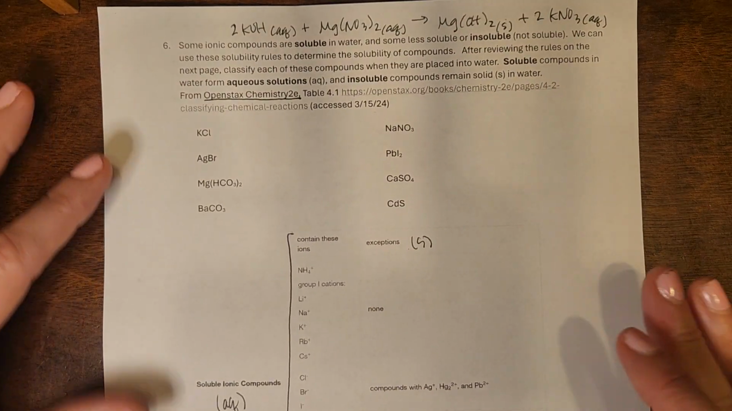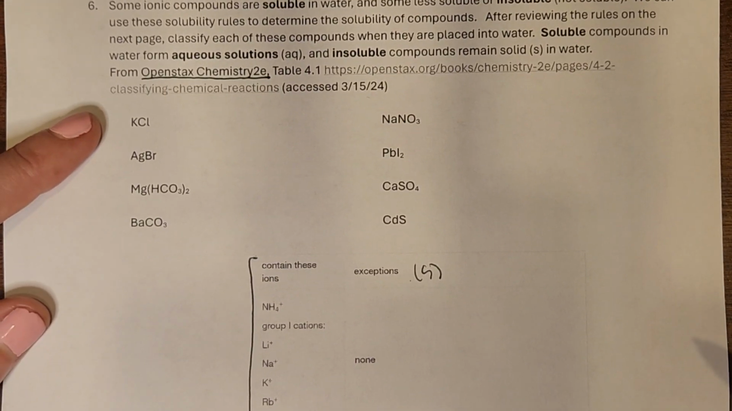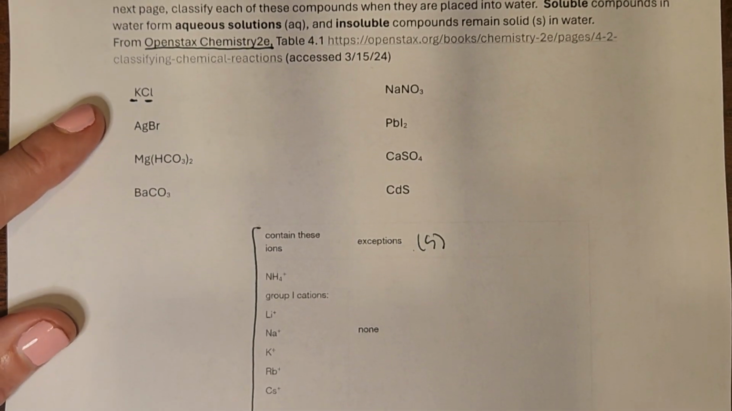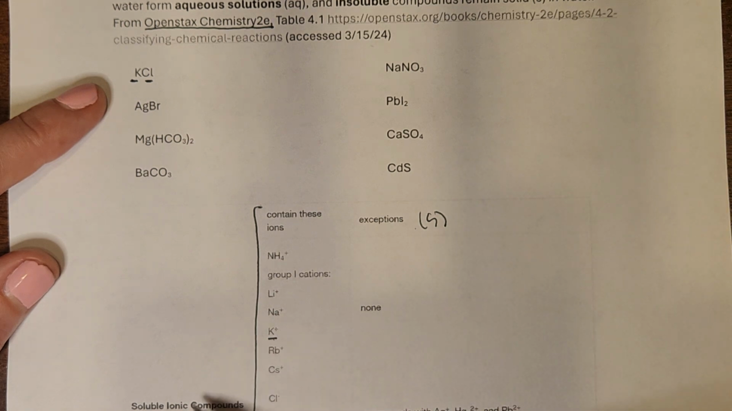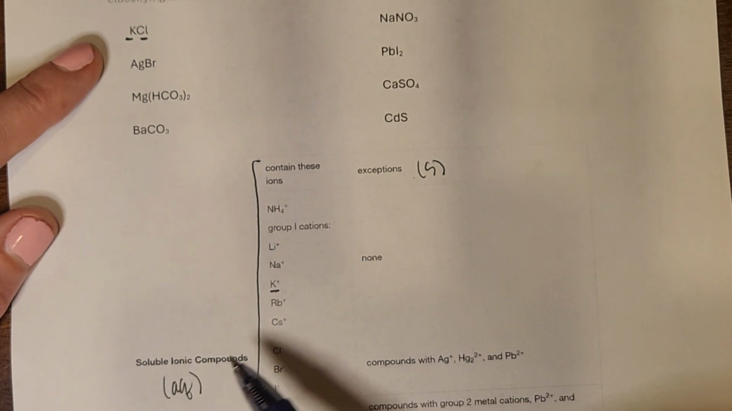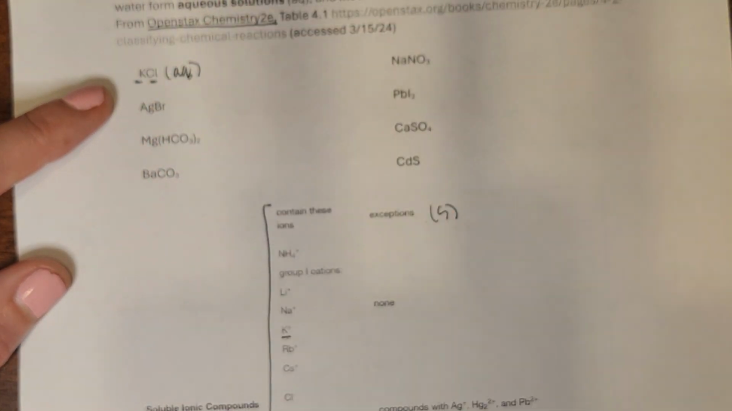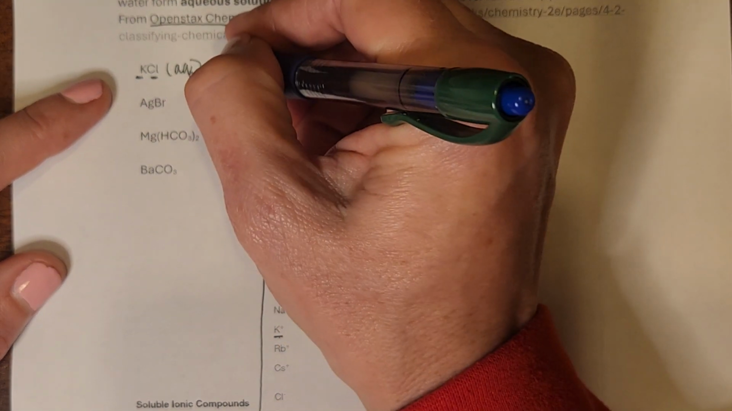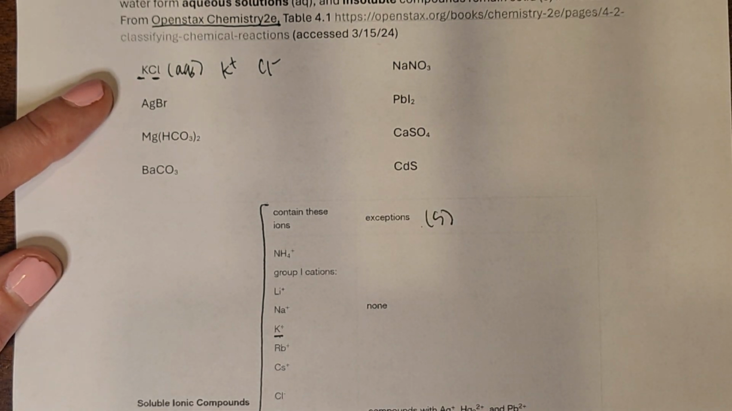So let's see how to use this by just looking at a few compounds here, all right? So I've got KCl, or potassium chloride. So I can go looking for either the cation or the anion on my table. If I look down here, here is potassium, and potassium falls with aqueous, and there's no exceptions. So that tells me that this is going to dissolve in water, and I could put an aqueous symbol by it, okay? Meaning it's actually going to break into potassium ions and chloride ions in water.